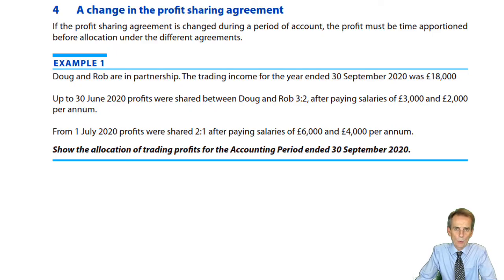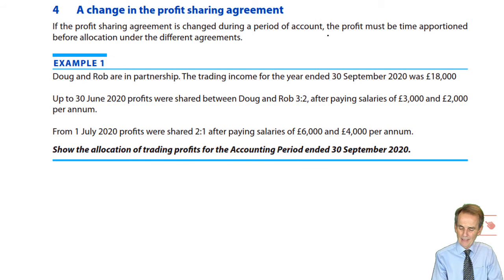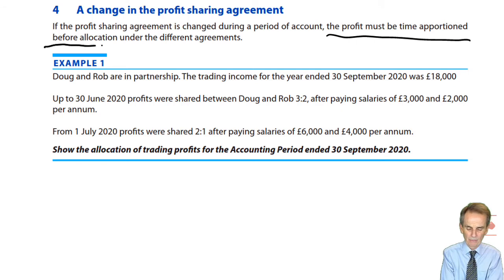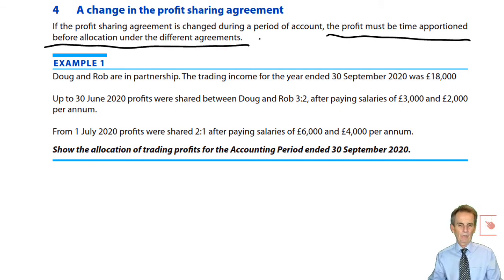Okay, well, having watched me work that class example, time for you to have a go at a problem which deals with, of course, not just the same profit sharing agreement that is in force throughout the accounting period, but one that changes partway through the accounting period. It's very simple to deal with, as hopefully you would agree with me now, in as much as the tax-adjusted trading profit of the accounting period concerned must be time apportioned before allocation under the different agreements.